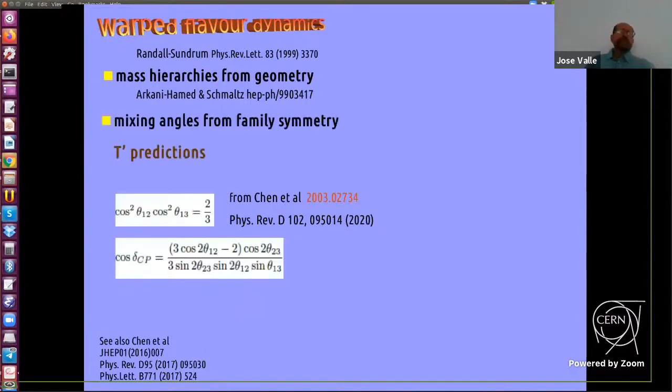On the other hand, and closer to phenomenology, the mixing angles can be explained by family symmetries using our usual tricks, namely the imposition of a family symmetry. And it has been shown that the imposition of family symmetry is completely consistent with warping and able to give very simple analytical predictions for the mixing angles, as you see here, the tri-maximal prediction obtained from this model.